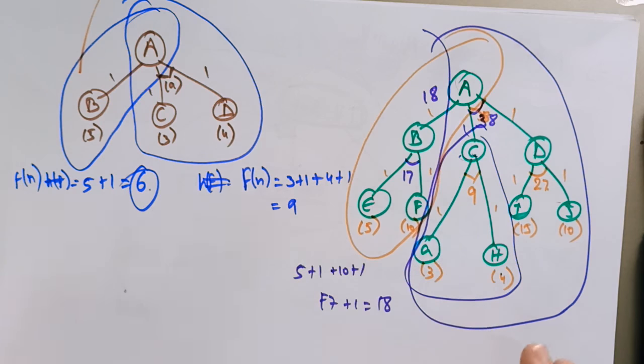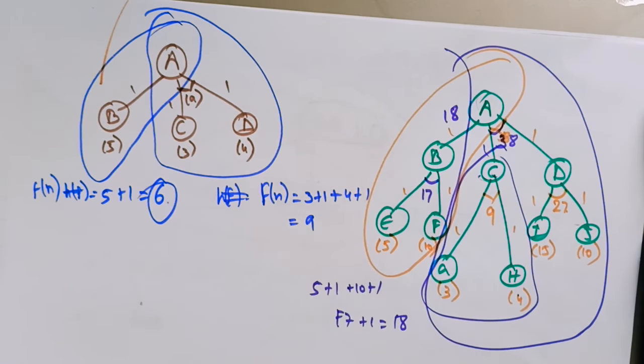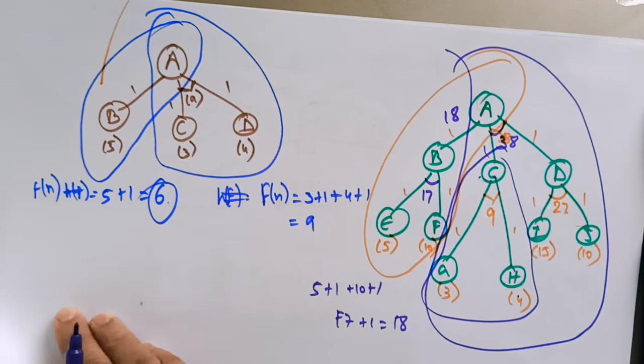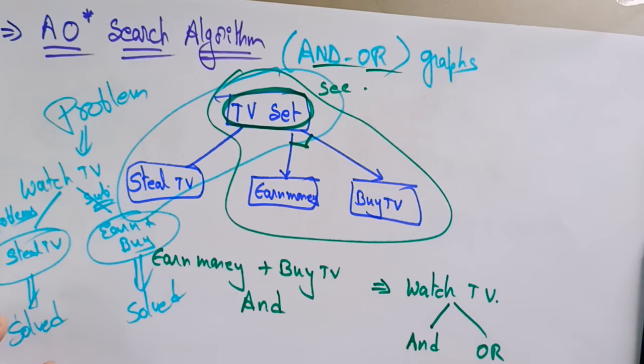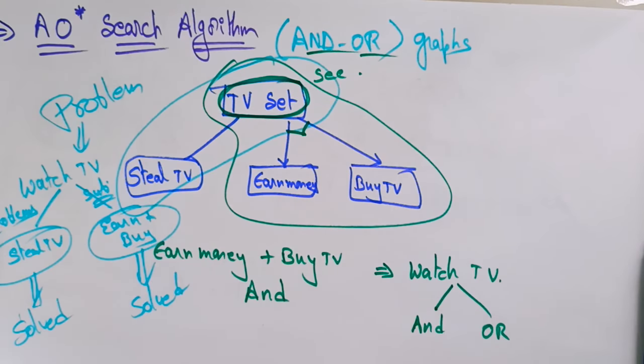So this is how you have to calculate the search tree, which tree is the best tree, by using the AO star search algorithm. So just remember this example, that is the TV example. If you remember this example, you can easily implement whatever problem they give in the exam. Thank you.